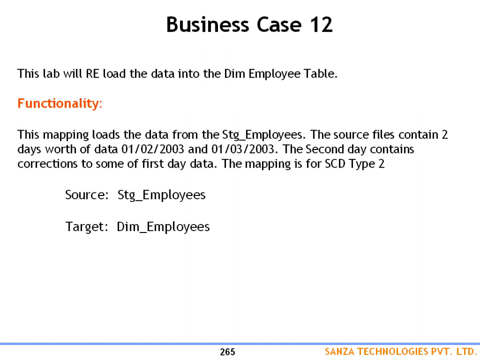Now, as per this requirement, we have already loaded the data into the HTC employee table. Now we are going to load data into the SCD type 2. There are 2 days' worth of data, January 2nd, 2003 and January 3rd, 2003. Two sets of data have to be loaded into this dimension employee table.